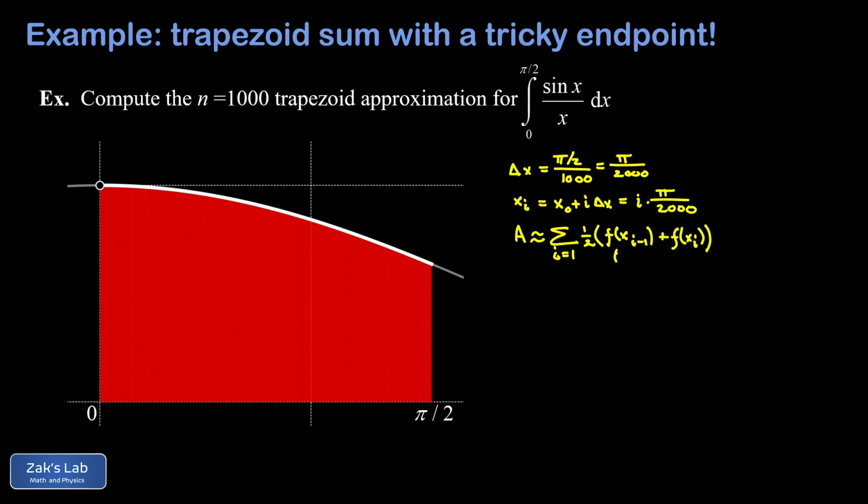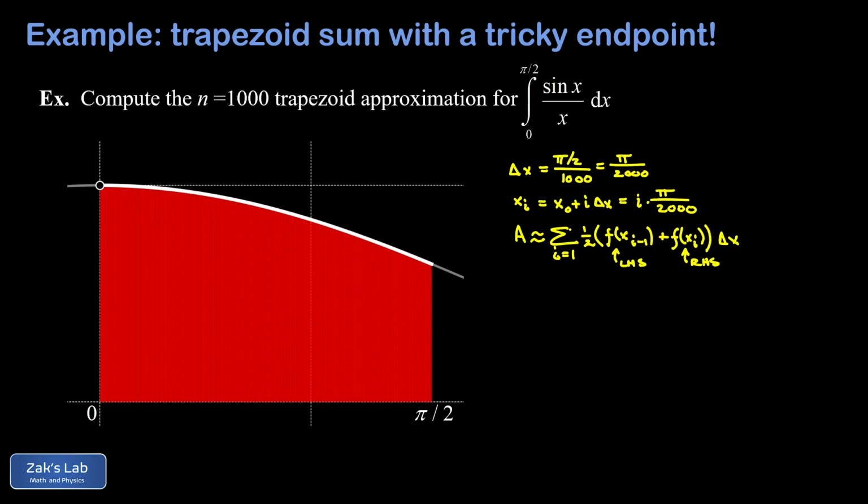So the f of x sub i minus 1, that's the height at the left-hand side of a subinterval. And then the f of x sub i is the height at the right-hand side of a subinterval. So we have the mean of the two heights now, and then we have to multiply by the width of each of those thin trapezoids, and that's delta x.